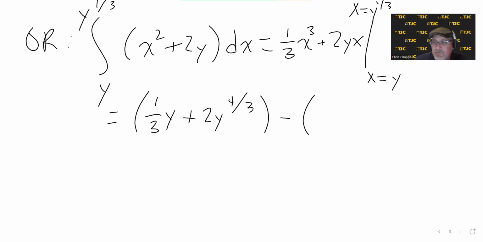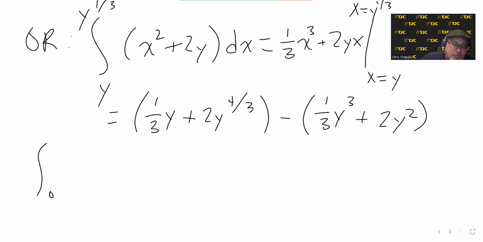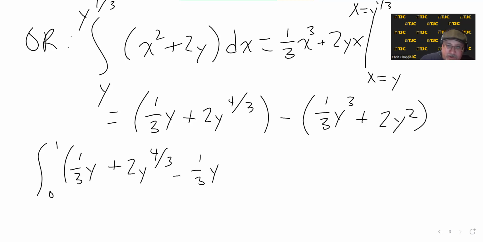Minus, and when we put in x equals y, we get 1/3 y cubed plus 2y squared when x becomes y. No like terms. So for the outer integral, which is also from 0 to 1, we would just integrate what we see: 1/3 y plus 2y to the 4/3 minus 1/3 y cubed minus 2y squared dy.